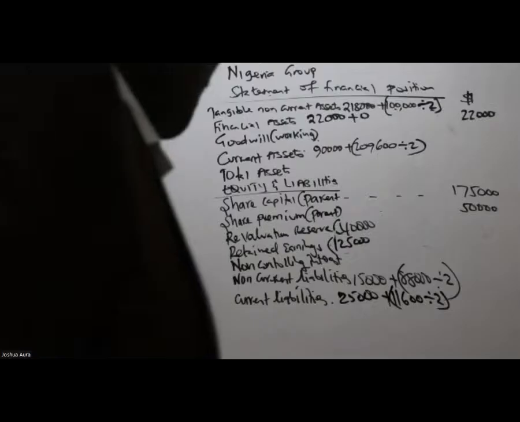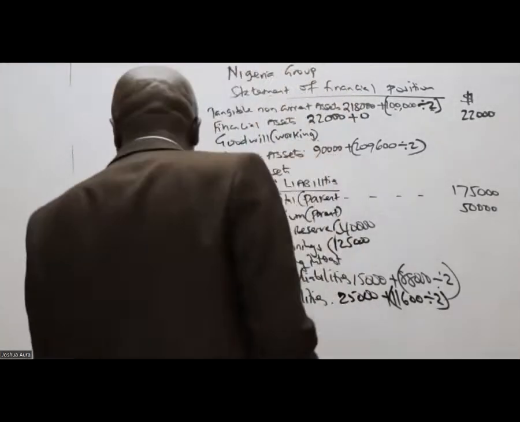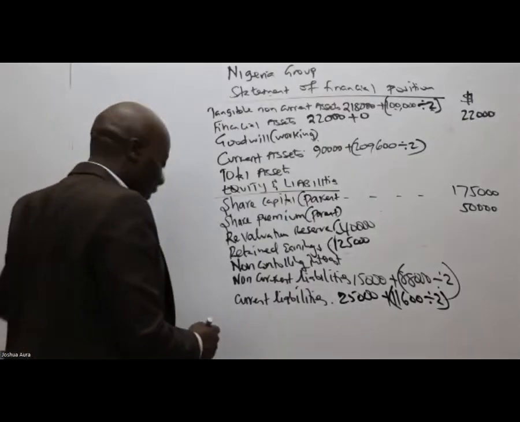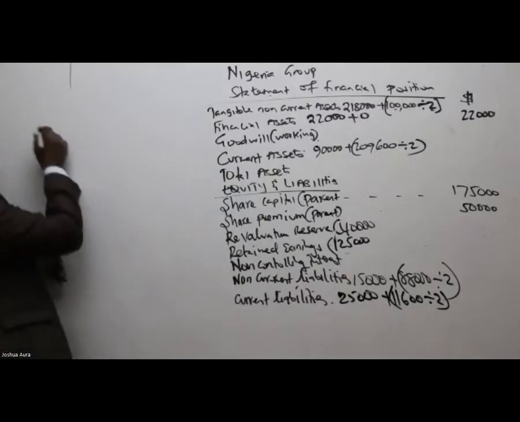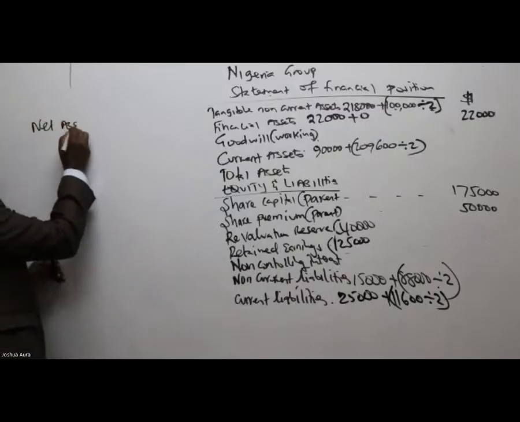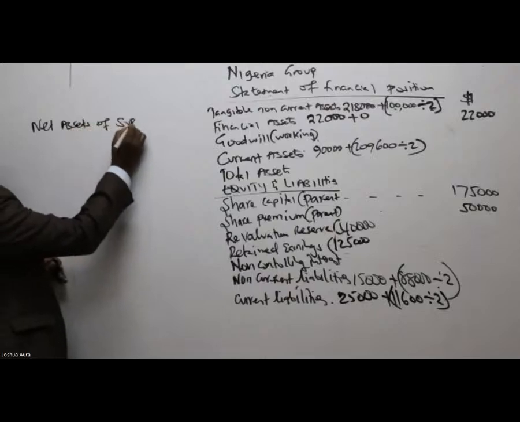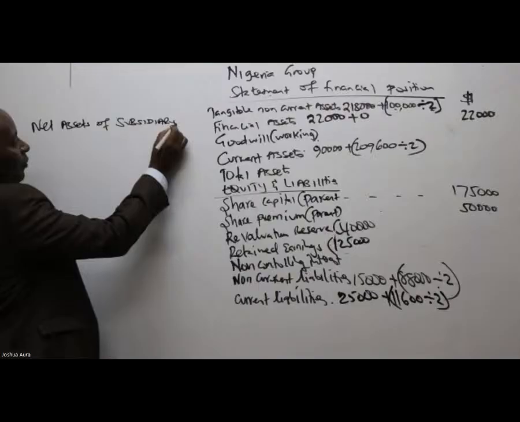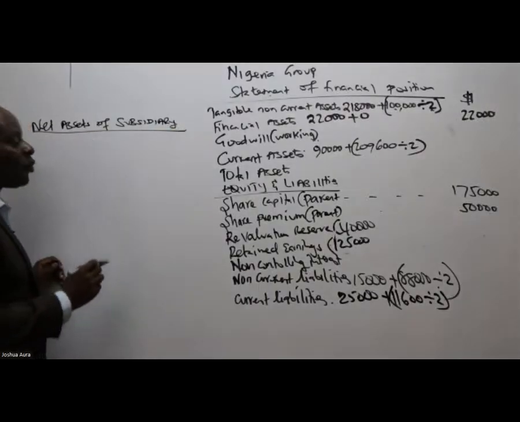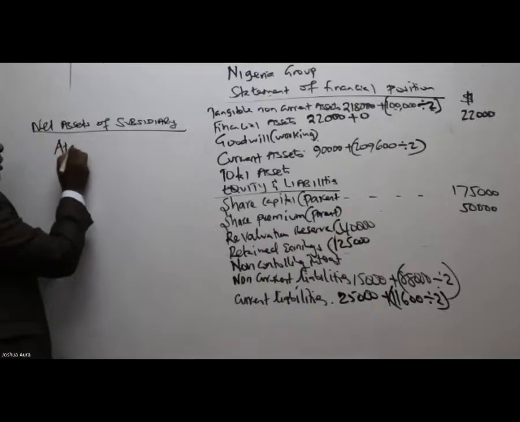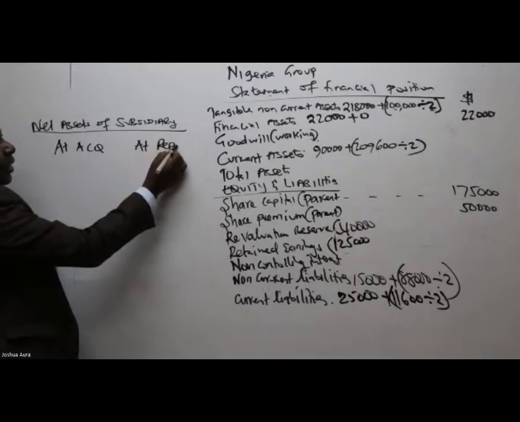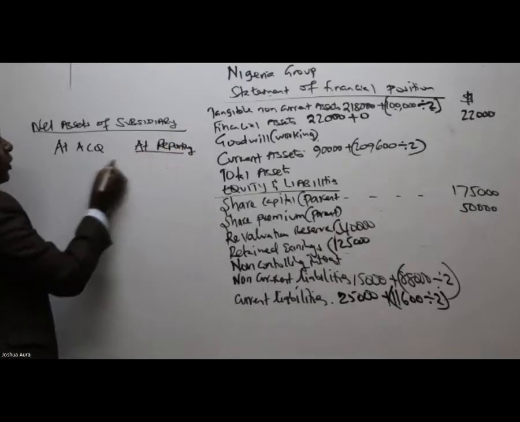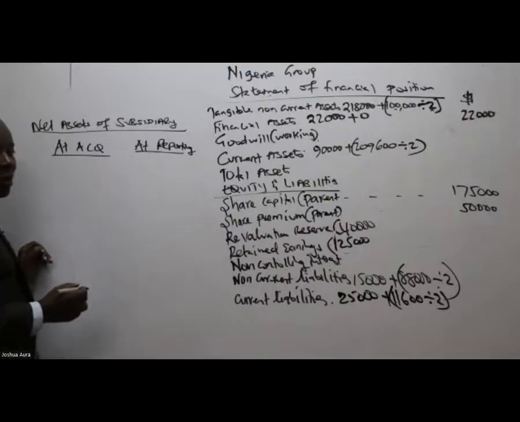So please go ahead and give me the net assets of the subsidiary. Now we are dealing with the net assets of the subsidiary. 3 marks really. Remember, we have to give net assets at acquisition and at reporting, two of them. At acquisition and at what year? At reporting. So could you be kind enough and give me examples of net assets?